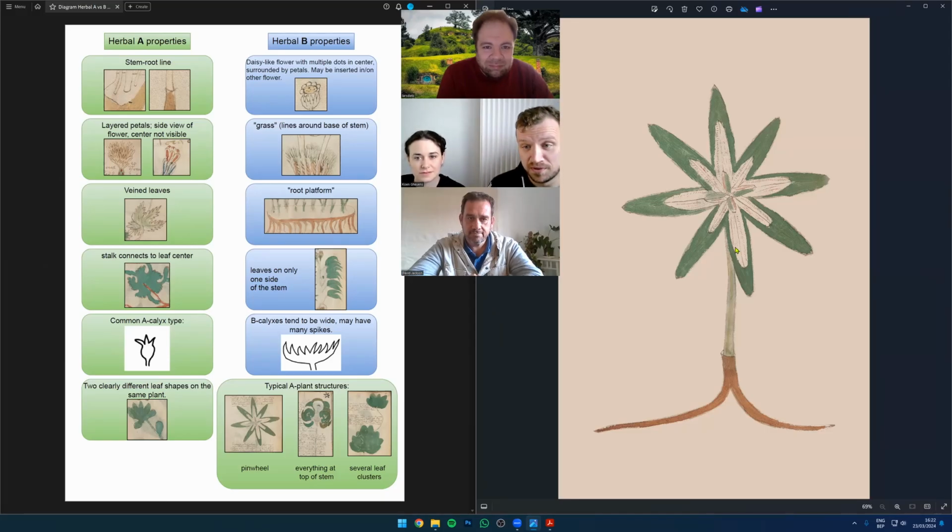So is this Curier A or Curier B that we're looking at? I'm going to say that's A. Yes. It's a clear pinwheel with A. Clear pinwheel, yes.